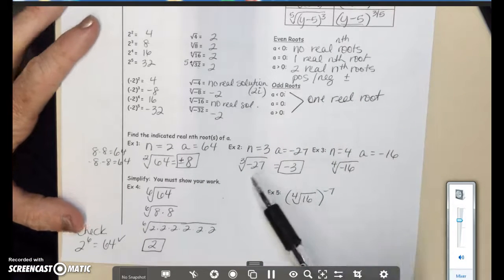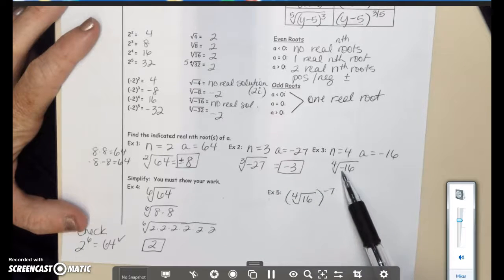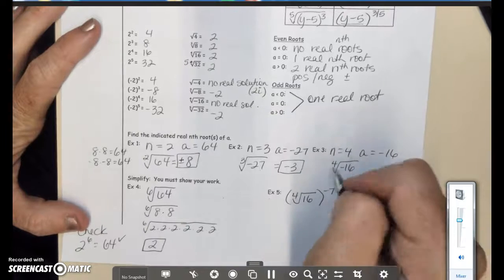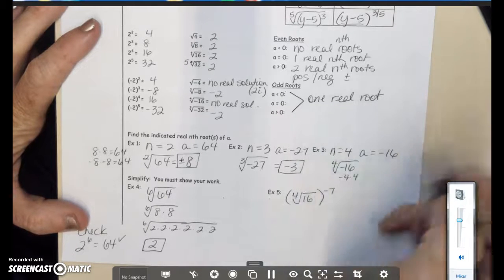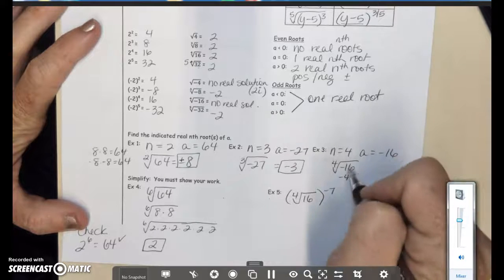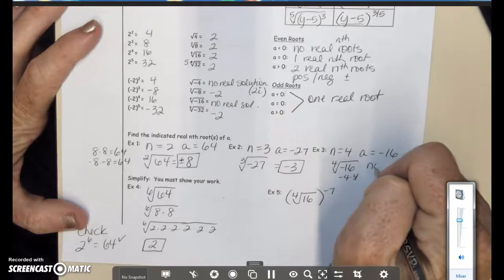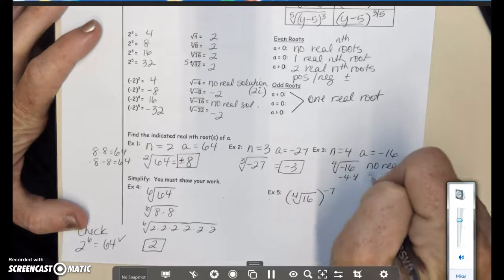Okay? The cube root of negative 27 is negative 3. So let's look at this one. If I'm trying to take the fourth root, well, that means I've got to have negative 4 times positive 4. This I can get two roots out of. This one I cannot. So if we have a negative base and we're trying to take an even numbered root, we're not going to have any real solutions.